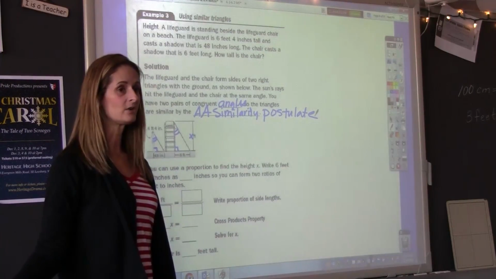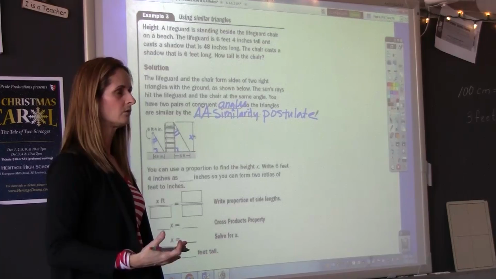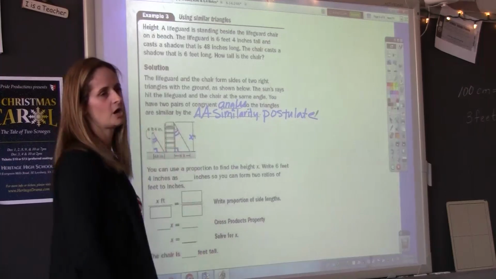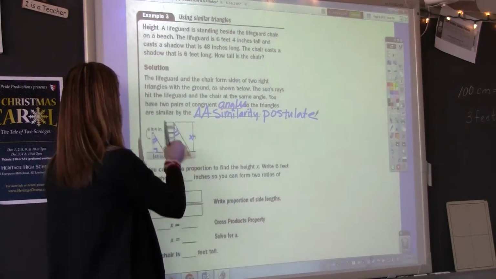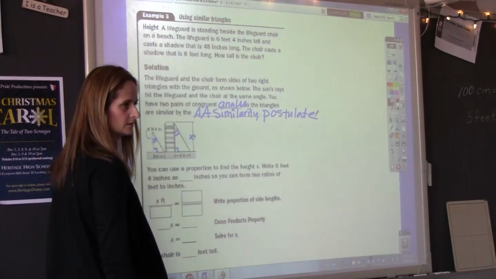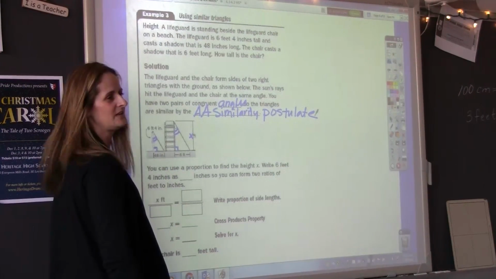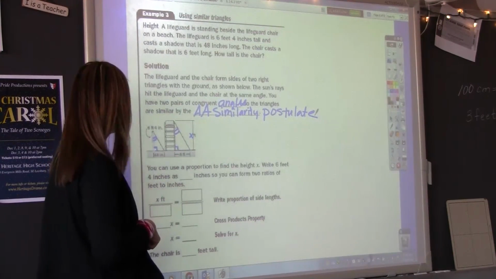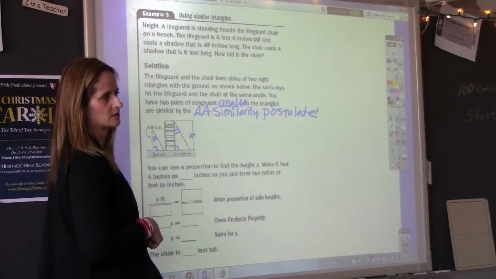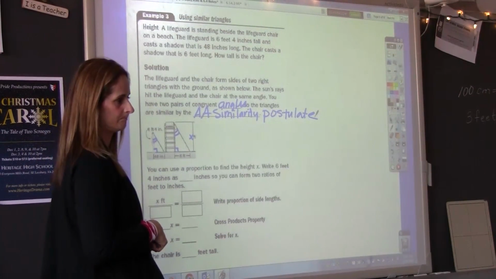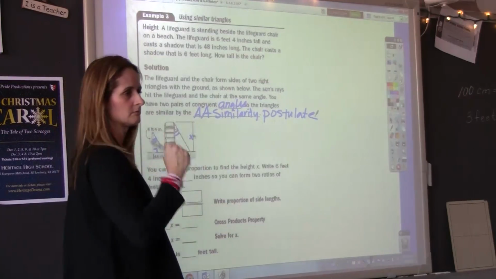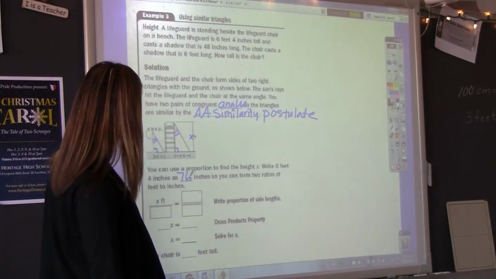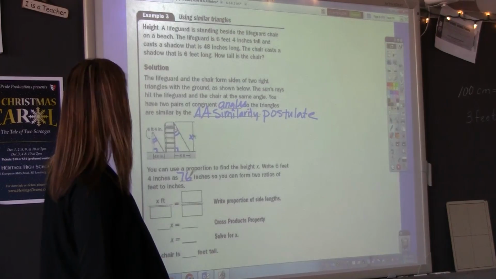Now that we know the two triangles are similar, we can write a proportion because we now know their sides are proportional and solve for our unknown. We're just going to go this is to this, this is to this. Except his height is in feet and inches, so we first have to convert that into all inches. 6 feet 4 inches: 72 plus the 4 is 76. So write 6 feet 4 inches as 76 inches, so you can form two ratios of feet to inches.